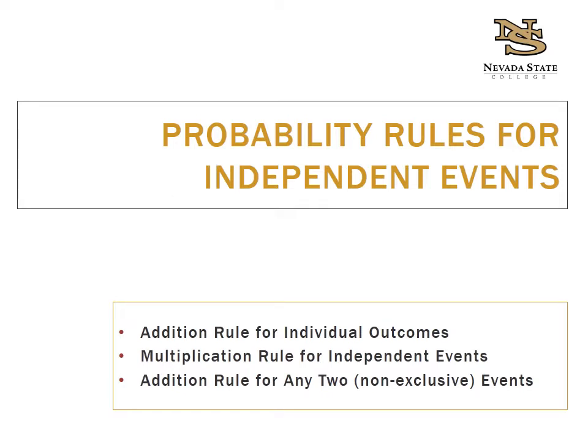So now I'm going to show you some examples using these different probability rules when we have independent events, so events that don't necessarily rely on one another.